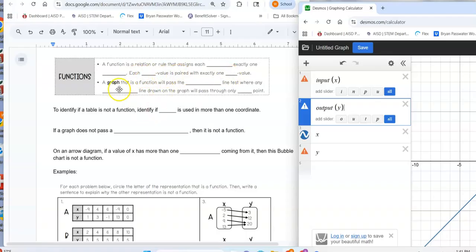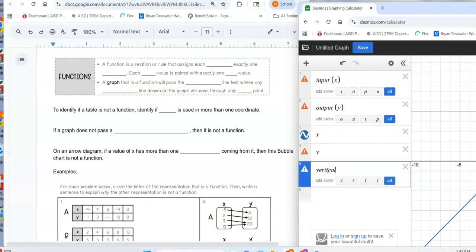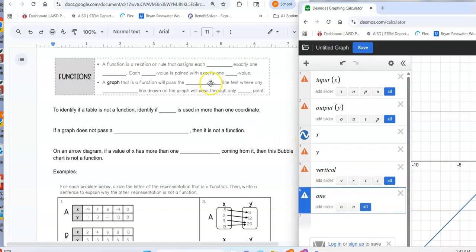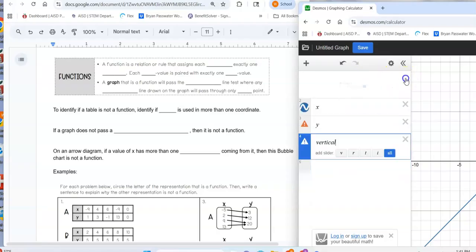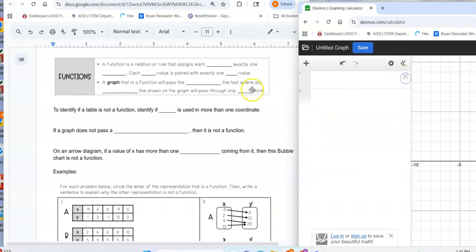A graph that is a function will pass the vertical line test. Any vertical line drawn on the graph will pass through only 1 point. So that's the vertical line test: any vertical line drawn touches only 1 point. To identify if a table is not a function, identify if x is used in more than one coordinate. If x is used in more than one coordinate, it's not a function, okay?